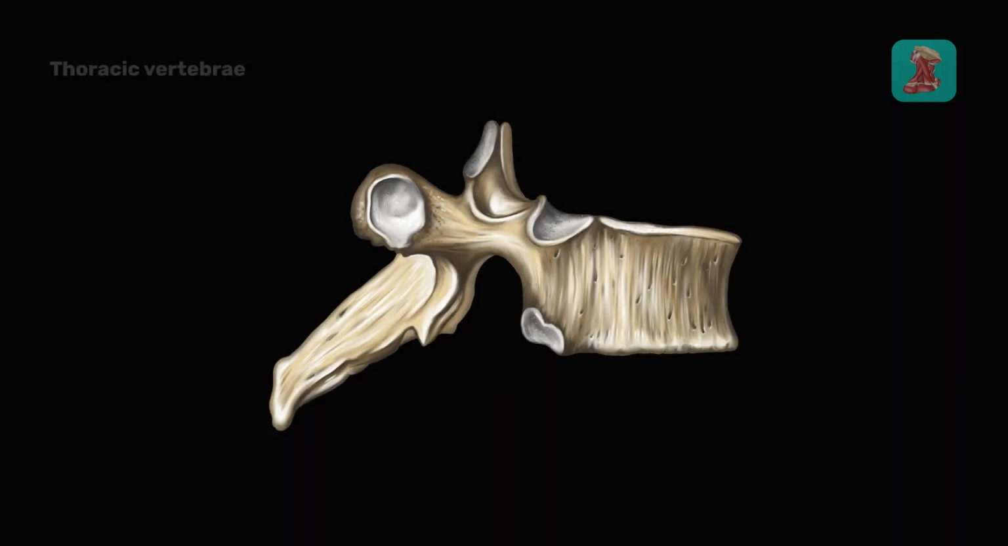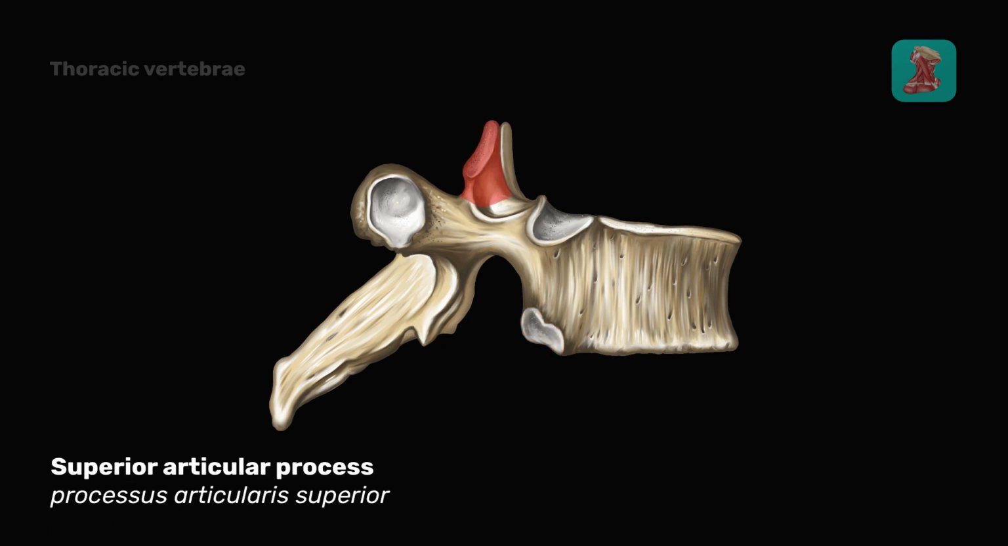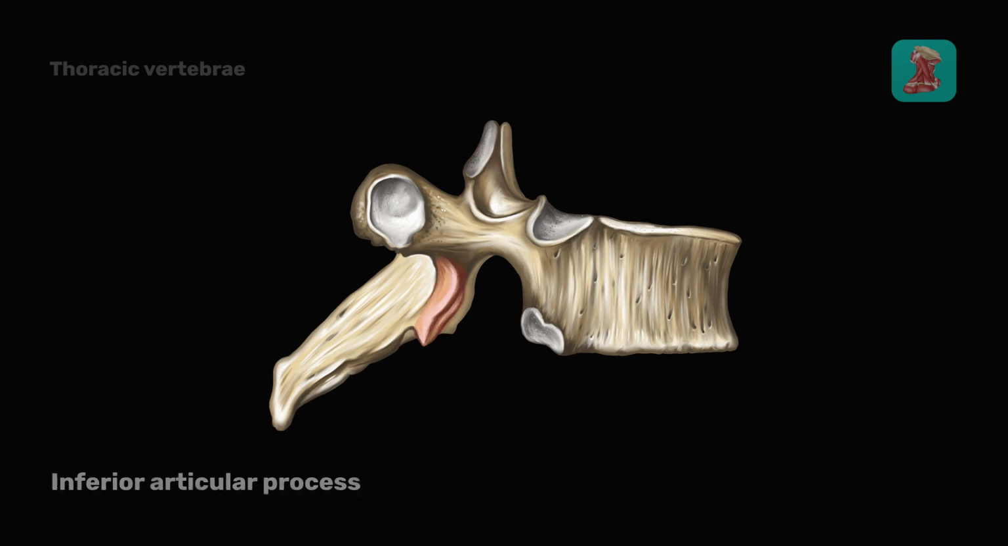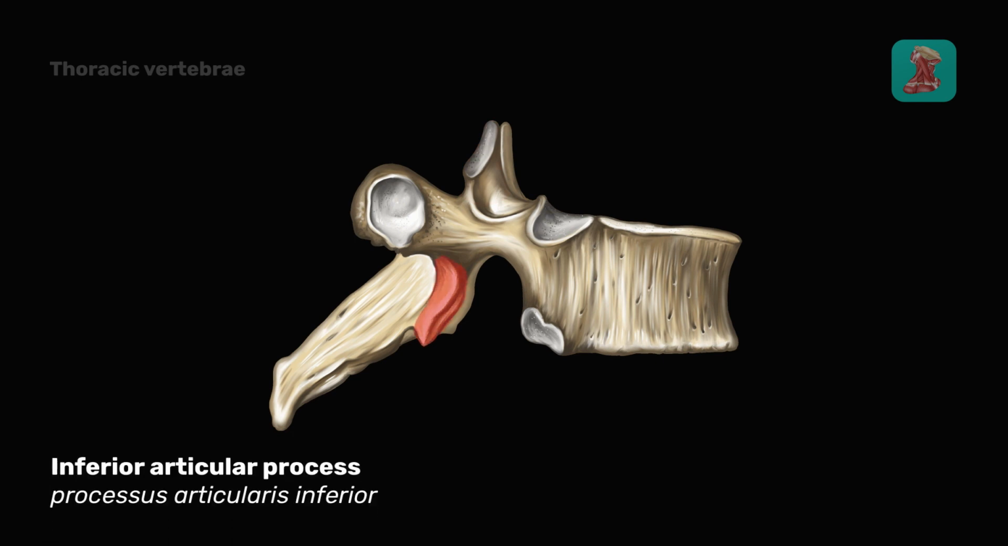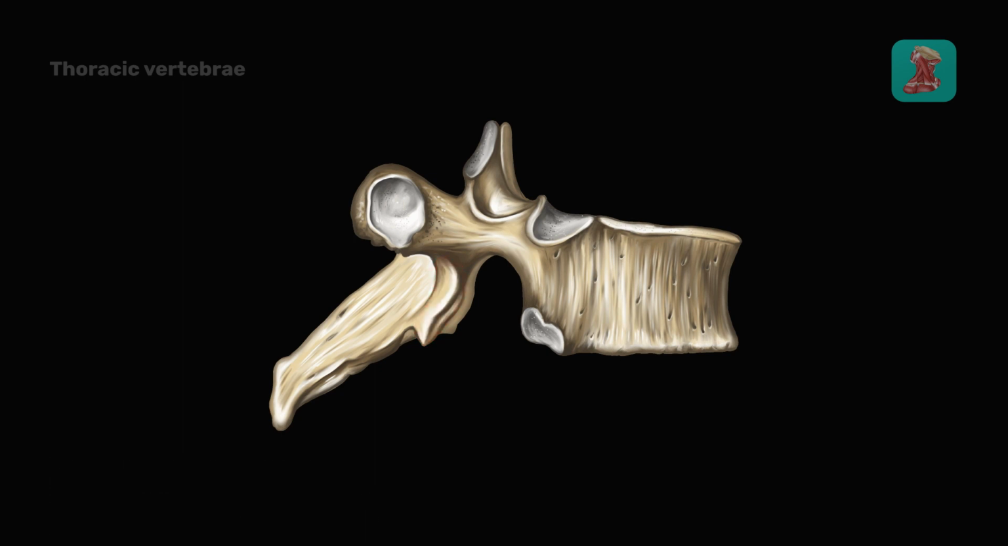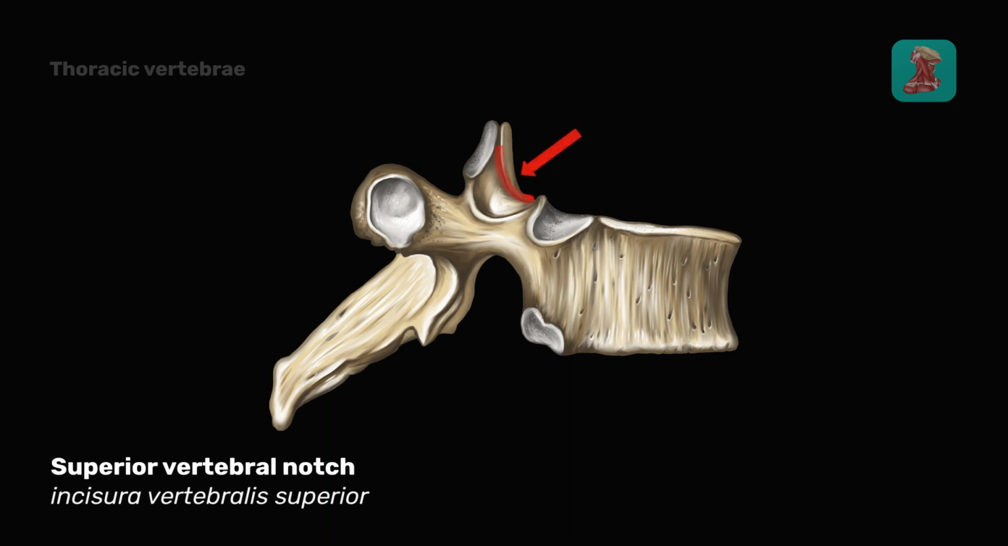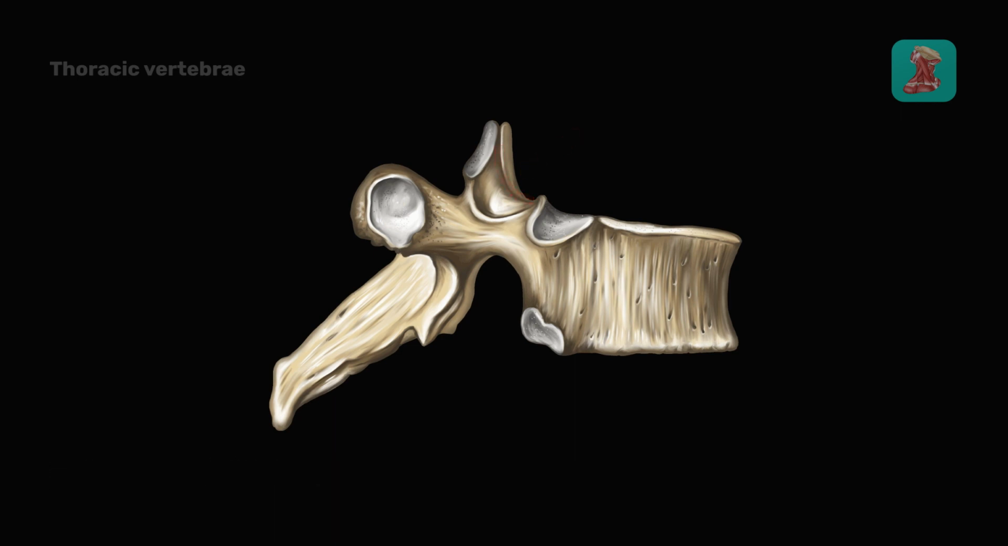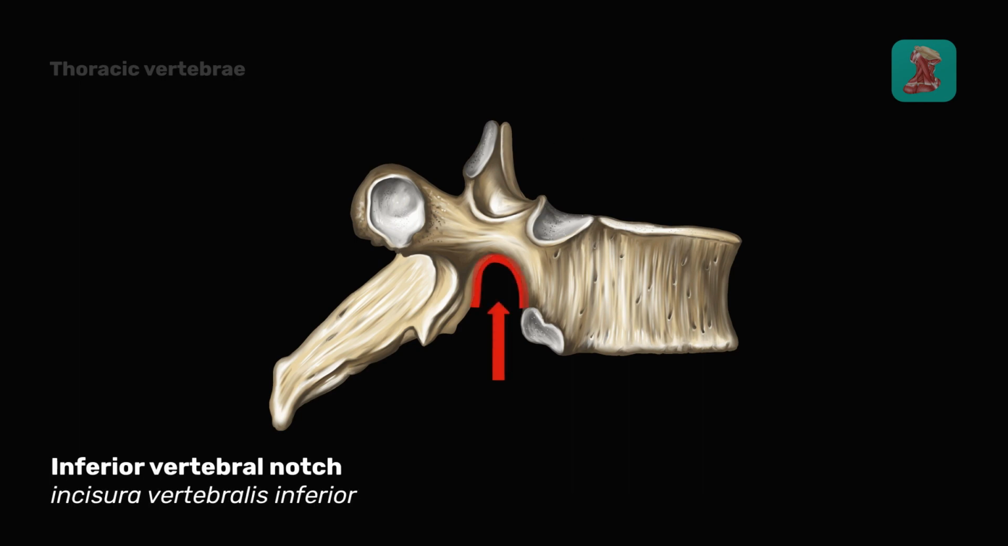On the lateral surfaces of the vertebral body, the superior costal facets and the inferior costal facets are distinguished. The superior articular process and the inferior articular process with their articular surfaces extend upward and downward respectively. On the side, we see the typical structures, the superior vertebral notch and the inferior vertebral notch.